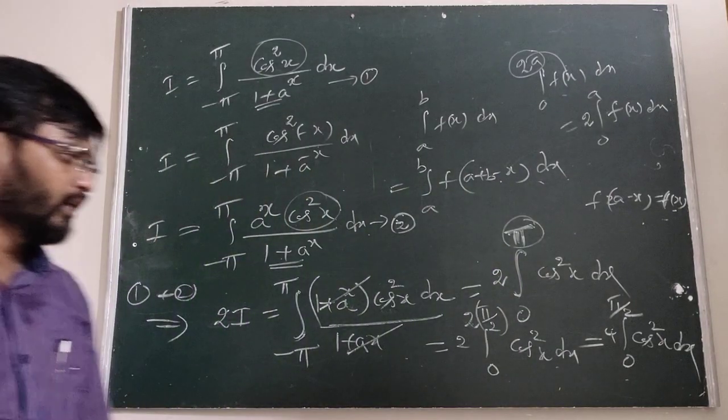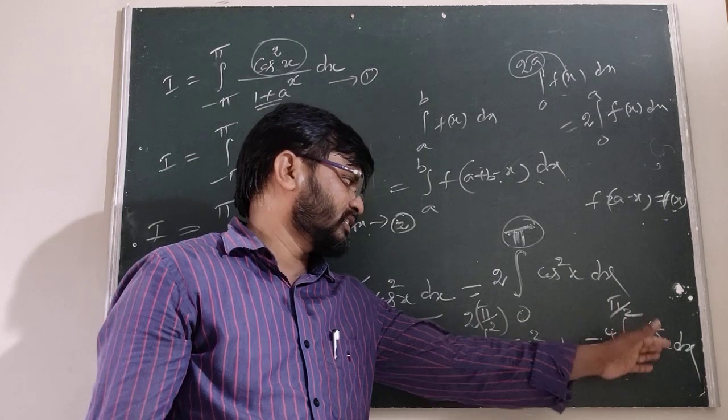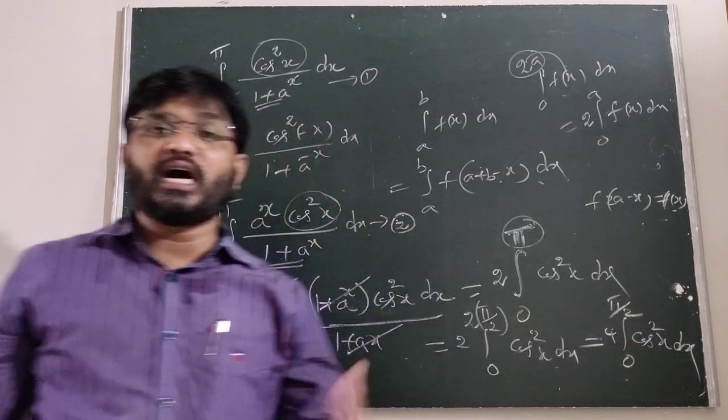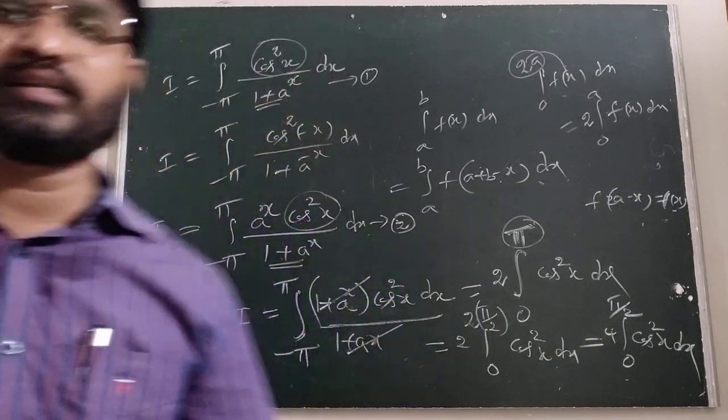Everybody clear? Here when we take again it is I, pi by 2 minus x, sin square x, cos square x. Then adding them, sin square x plus cos square x is 1. That is another method.